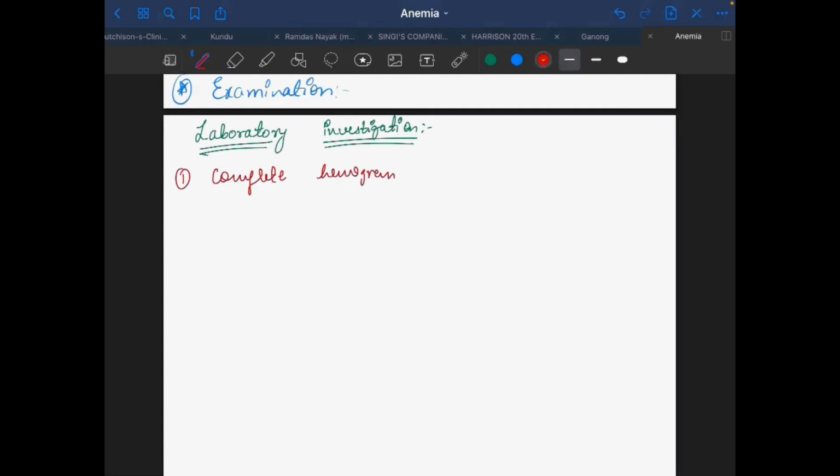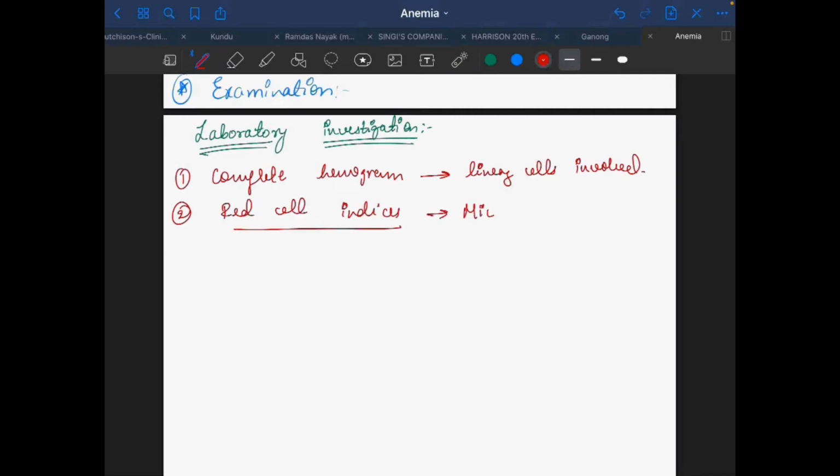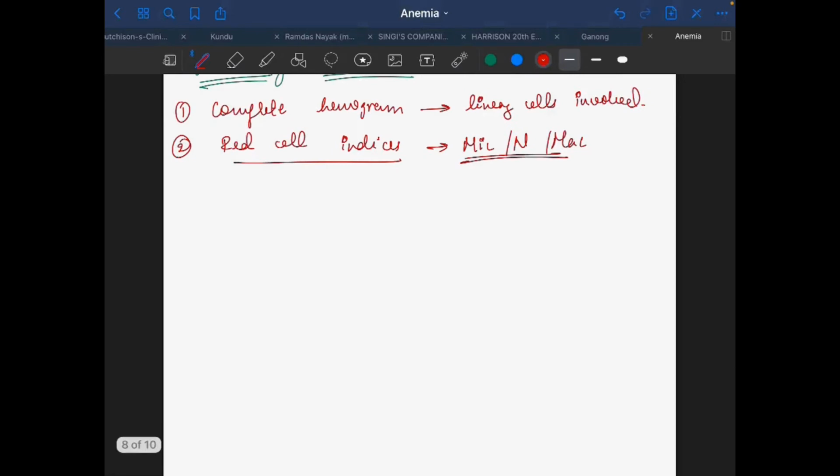What does this show? The complete hemogram will show us which cell lineage is involved, whether it is just anemia or any other cell lineage is involved, so we can think about malignancy and so on. Then we look at the red cell indices, which I explained in the morphological classification. Based on the red cell indices, we again divide into microcytic, normocytic and macrocytic anemia.